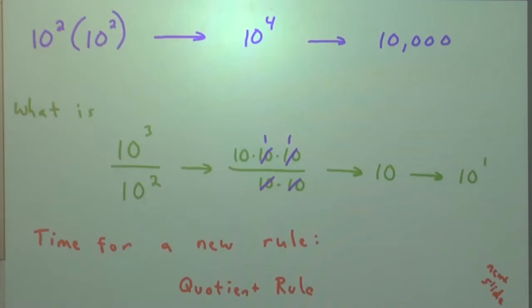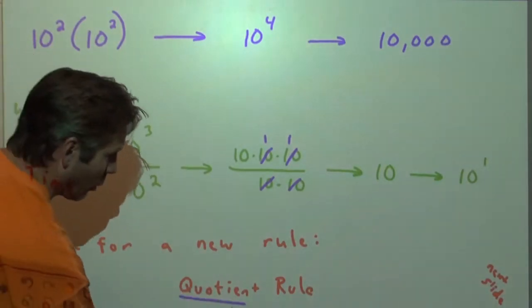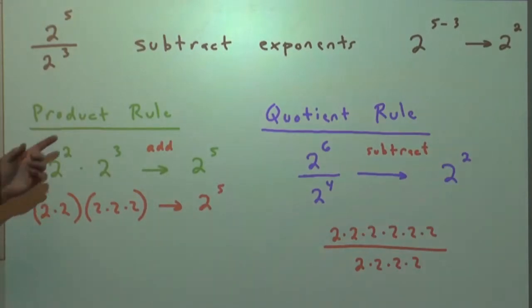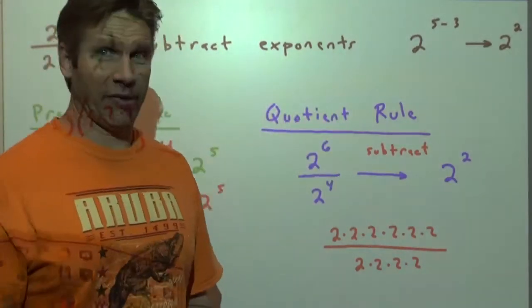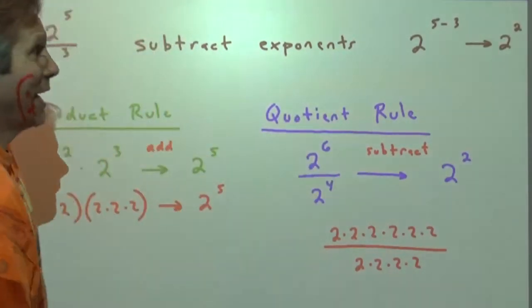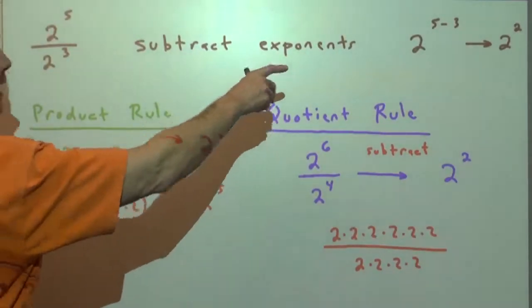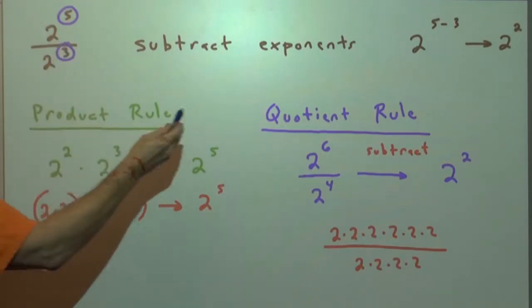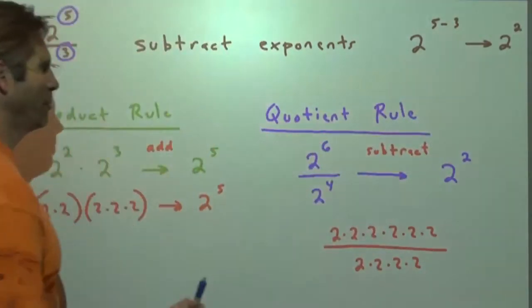So it's time for a new rule, the quotient rule. Quotient implying you're dividing powers. So the quotient rule is just subtract the exponents. They keep track of how many things you're multiplying together. Subtract them and you'll get the right answer. So in this case, take the 5 minus the 3 to get 2 squared. That must be the final answer. But why does it work?